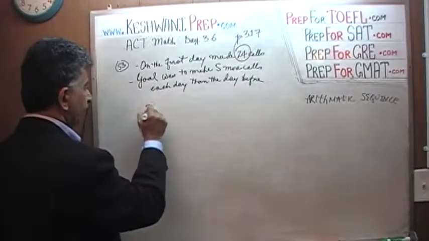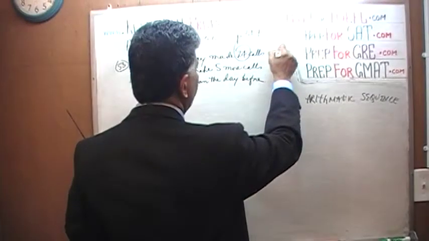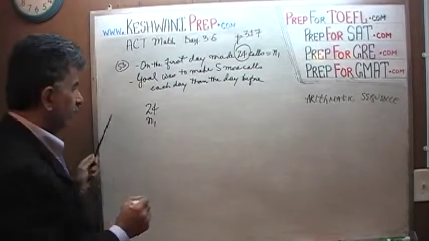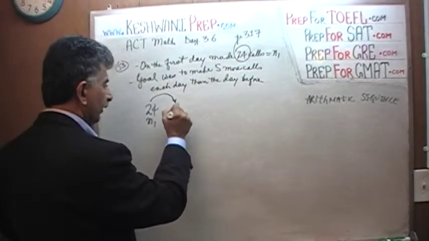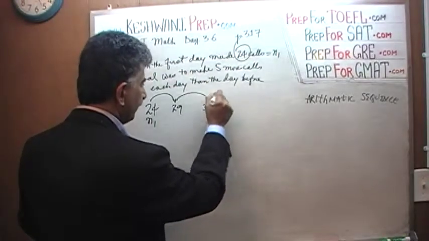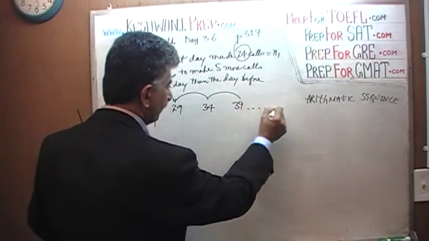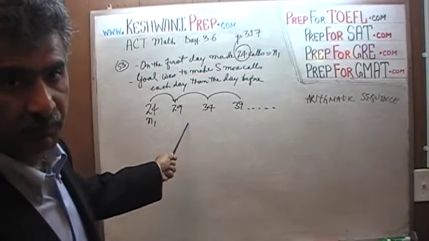So here is our first day. Let's call it N1, N1 for the first day. Our first day. And then on the next day, we'll make 5 more than the first day, which is 29. And then 5 more than that, which is 34. And then 5 more than that, 39, and so on and so forth. And this is called an arithmetic series.